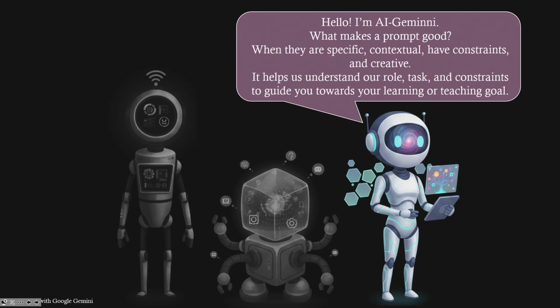When you're very specific, when you have enough context, you have your constraints, and you're creative, then AI understands what you're trying to get out of that question or that prompt you're asking. So now let's go ahead and dive into some prompts. I have a few examples today, and we're going to judge some prompts to understand what a good prompt looks like and learn what AI literacy is.